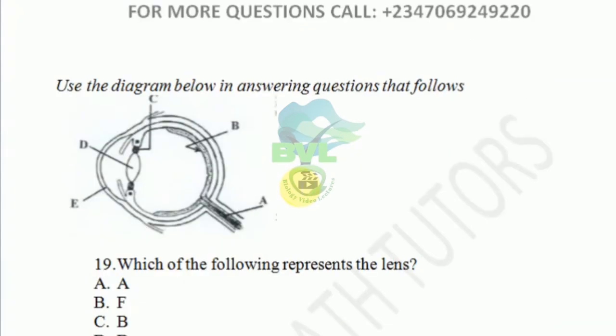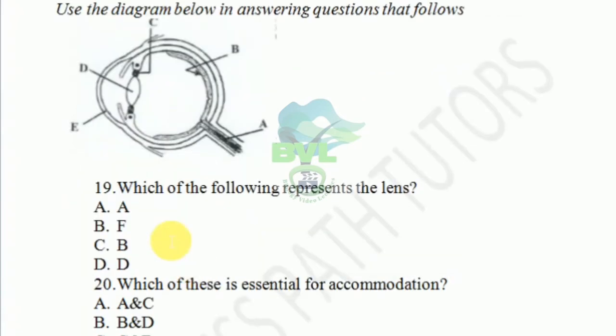Looking at this diagram, this is the eyeball. I would like to just label this first. This A is optic nerve, B will be retina, C will be suspensory ligament, D will be lens, E is cornea. Now these three layers, 1, 2, 3, this will be sclera, second one will be choroid, last will be retina. Alright. Which of the following represents the lens? That's D. Option D represents the lens.